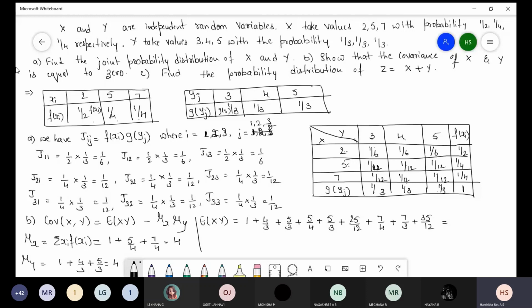Now substitute in the formula, that is covariance of x comma y is equal to 16 minus mu x, which is 4, into mu y, which is 4. So 16 minus 16, we get 0.